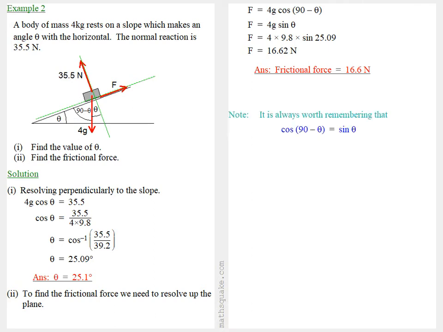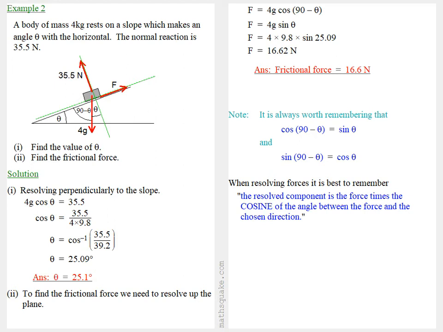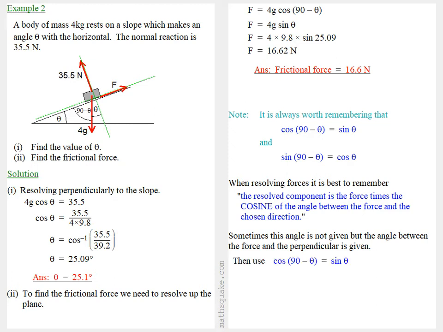Note, it's always worth remembering that the cosine of 90 minus theta is the same as sine of theta, and sine of 90 minus theta is equal to cosine of theta. When resolving forces, it's also important to remember the resolved component is the force times the cosine of the angle between the force and the chosen direction. Sometimes this angle is not given, but the angle between the force and the perpendicular is given. In that case, use cosine of 90 minus theta is equal to sine of theta.